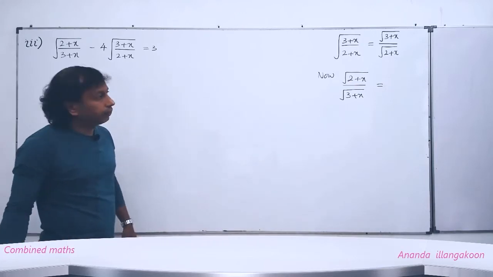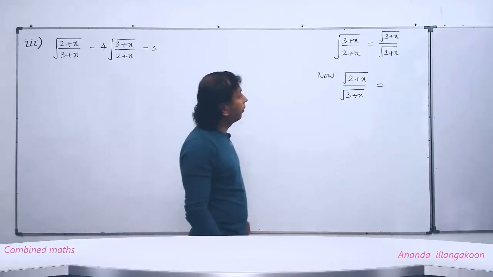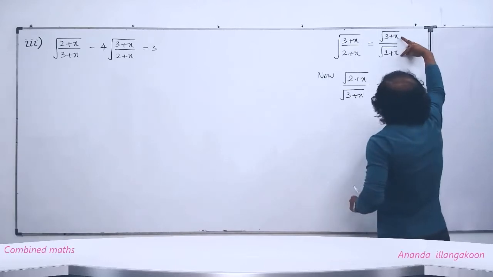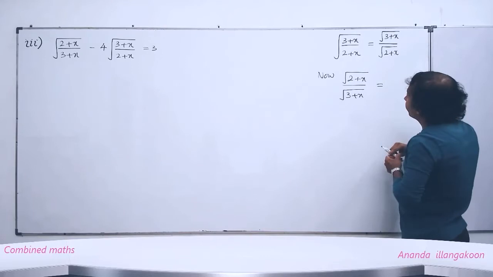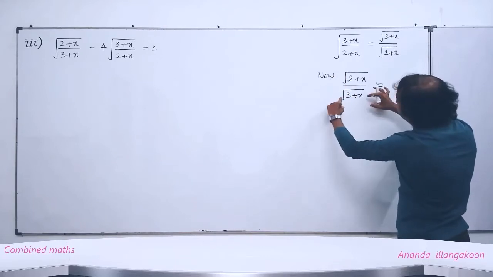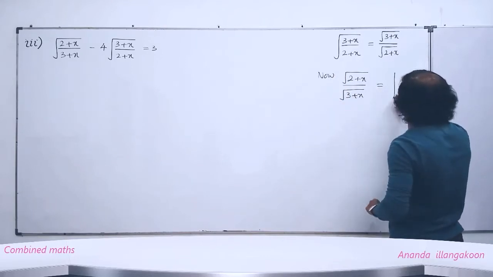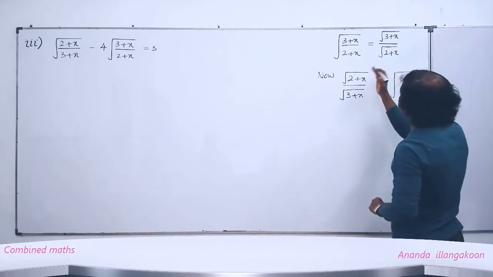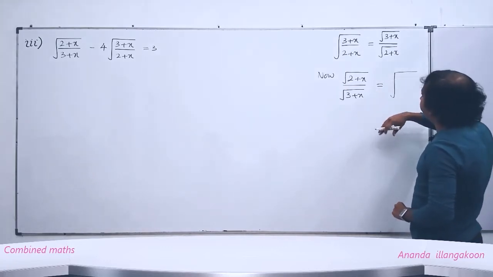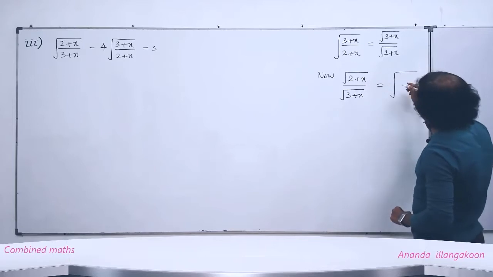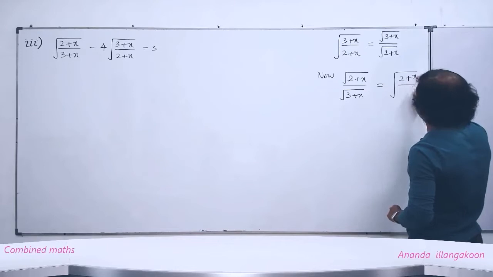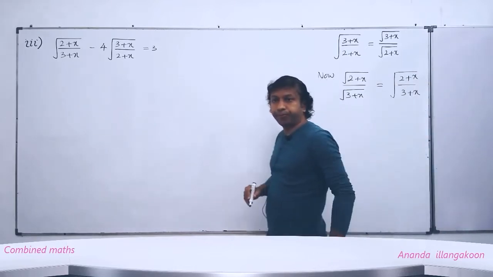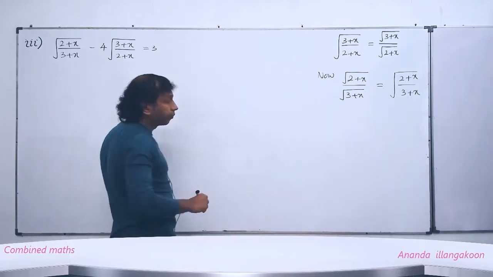Okay. Then how to write this? I have taken the reciprocal of this. I interchange the numerator and denominator. That's what we have here. Then for this root and this root, I can write a single root by using the converse result we learned just now. Inside the root, I can write 2 plus x divided by 3 plus x. Understand? Okay.